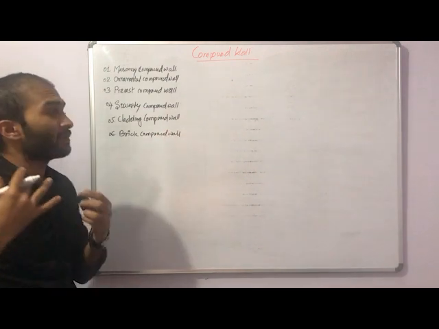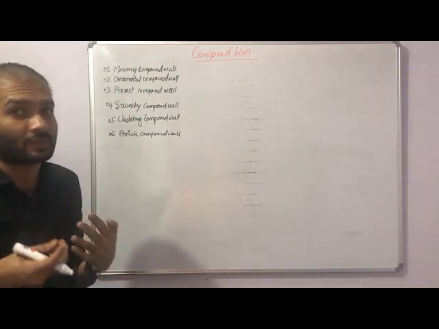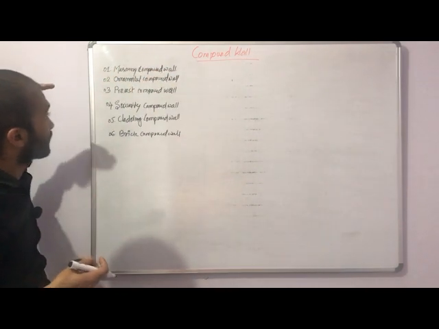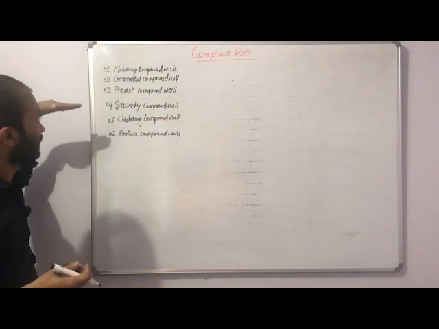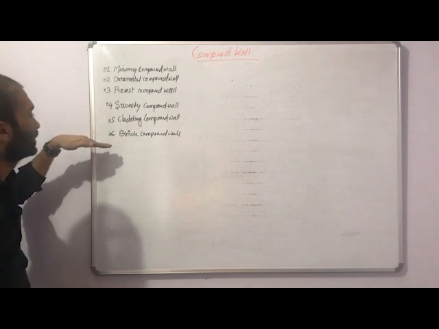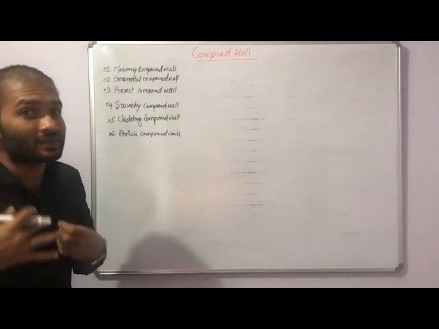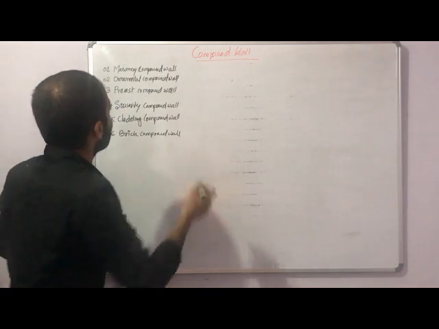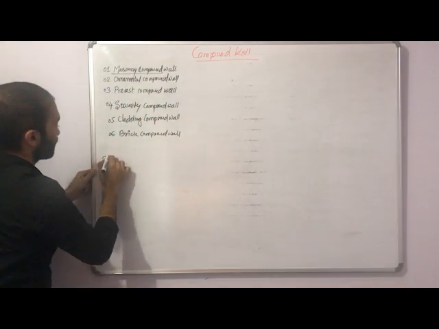So majorly we have made six categories of compound wall based on uses and applications. The first is the masonry compound wall, the second is the ornamental compound wall, the third is the precast compound wall, the fourth is the security compound wall, the fifth is the cladding compound wall, and the sixth is the brick compound wall. To understand better, let's go one by one, starting with the masonry compound wall.